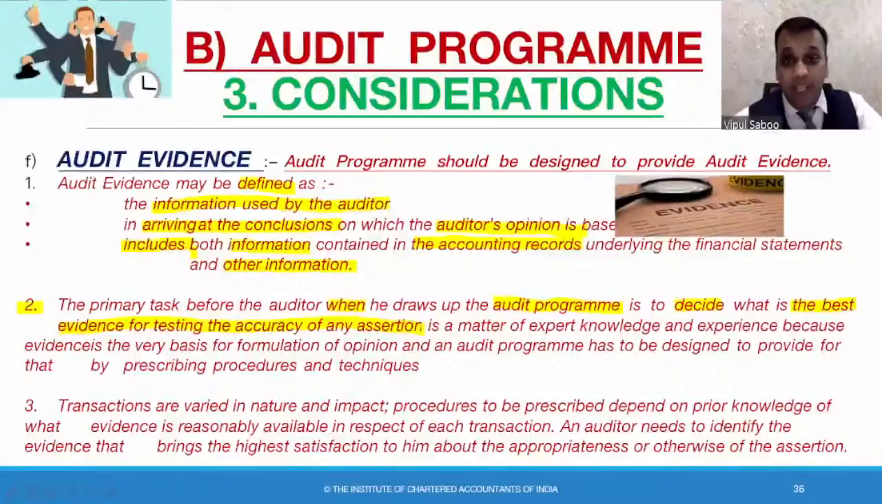So what does it say? The primary task before the auditor when he draws up the audit program is to decide what is the evidence for testing the accuracy of any assertion. So for existence assertion, we'll see, yes, we checked it ourselves. Yes, the cars were there. For rights and obligations, yes, we checked the books of accounts. There is no loan. They have been purchased out of own funds.